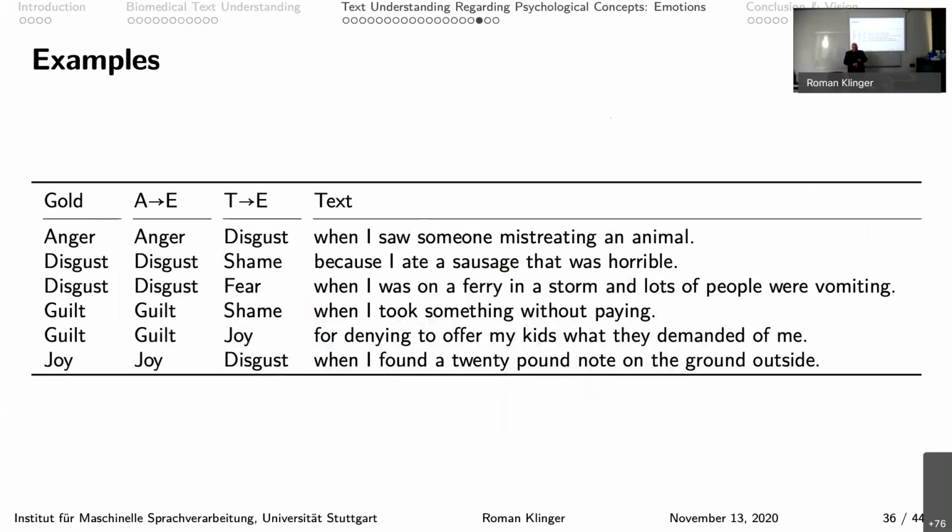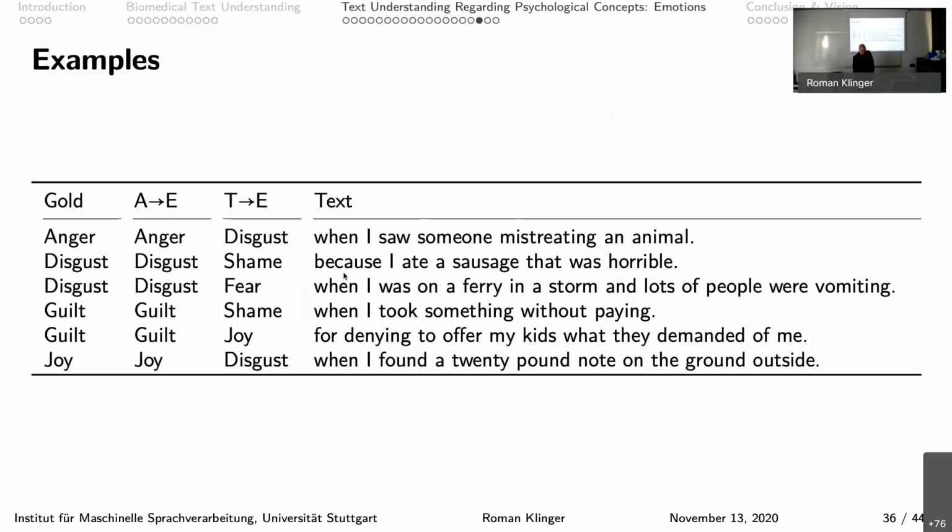And when we look at some errors, some examples, we also see that this approach seems to make sense. So let's just look at two or three examples. When we have the text, "when I saw someone mistreating an animal", the text classifier says this is about disgust, probably because of the animal. When we have the appraisal-based classifier, we actually correctly get anger, which is focusing on something else.